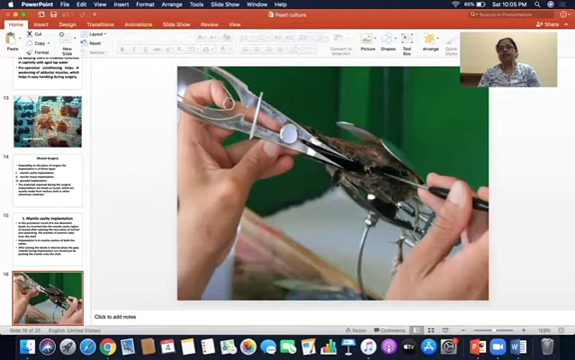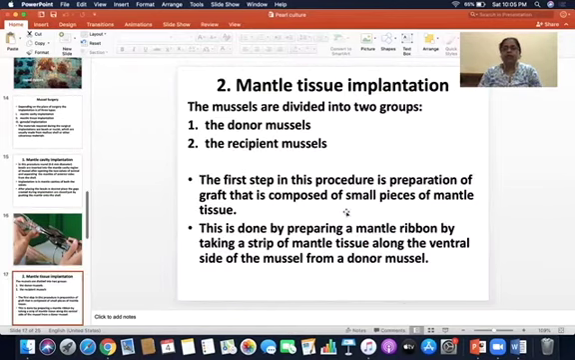We find that an apparatus is made to hold the animal whose shells, or the two valves of the shells, have opened up because of pre-operative conditioning. And with the use of these forceps and needles, we find that a bead can be inserted into the mantle cavity. This method is known as mantle cavity implantation.